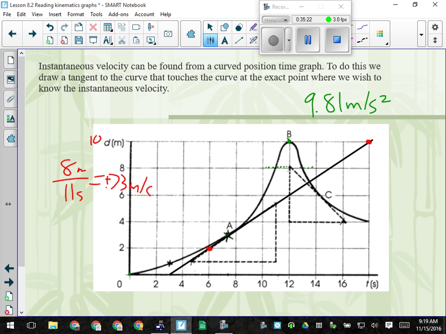Okay. Again, it's not going to be something you're going to be asked to do. All it really tells us is, do you understand that when you calculate the slope of a line on this graph, you're calculating velocity, okay? And that a curve tells you the velocity is changing.